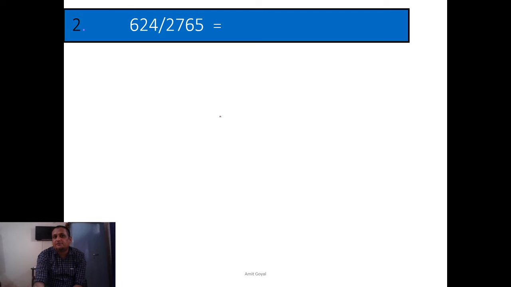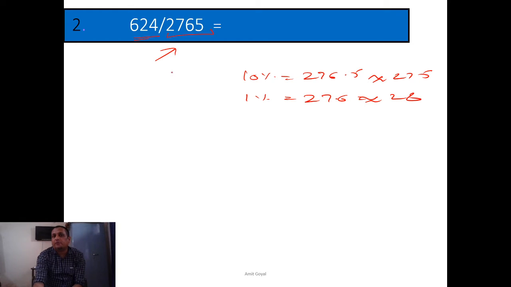Now we have to solve this. There is no traditional method. We will take our decision according to the question. Now what will I do in this question? I can easily visualize that if this is 100%, I can visualize the 10% and 1%. What is 10% of the denominator? It should be 276.5, approximately 275. And what is 1% of the denominator? It is 27.65, or approximately 27.8. So just visualize the 10% and 1% of the denominator.